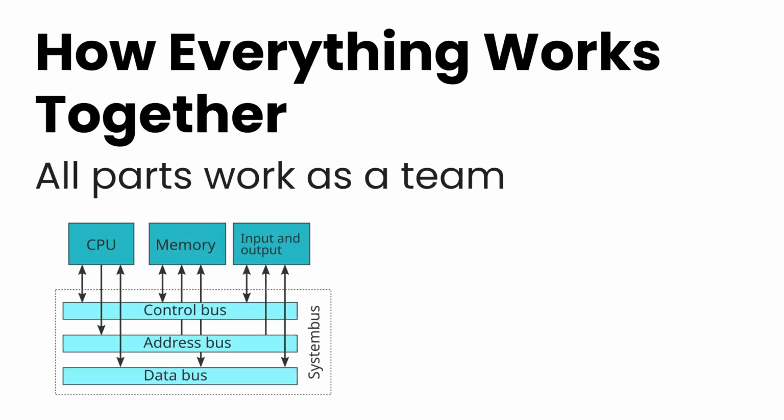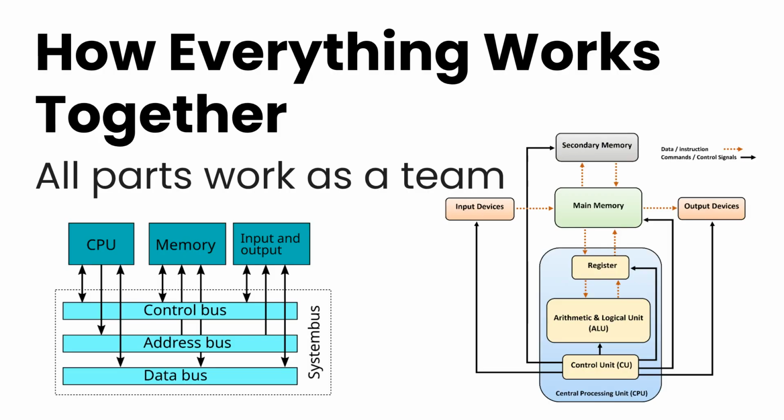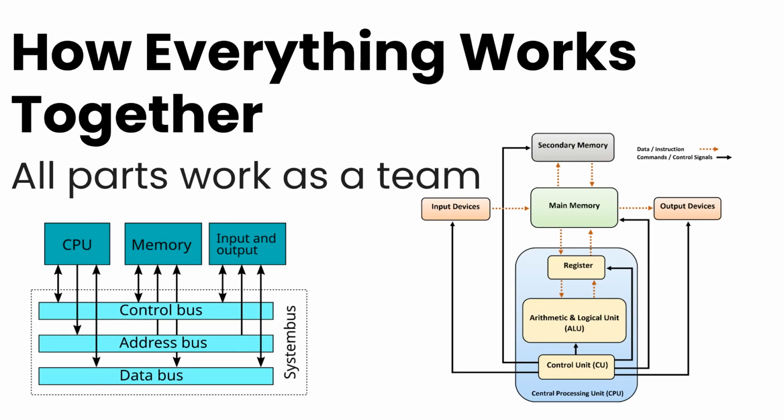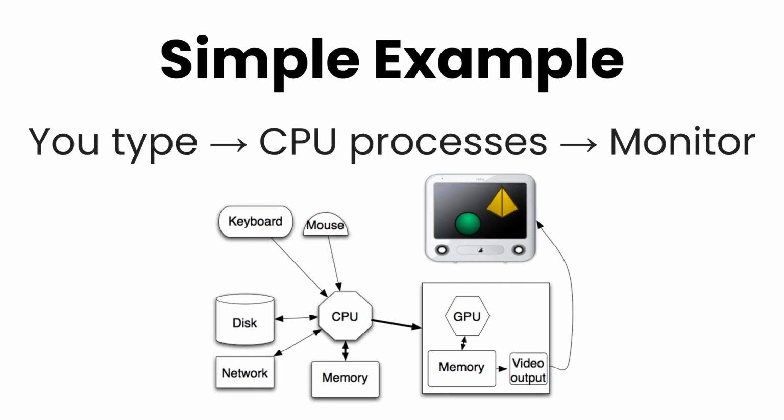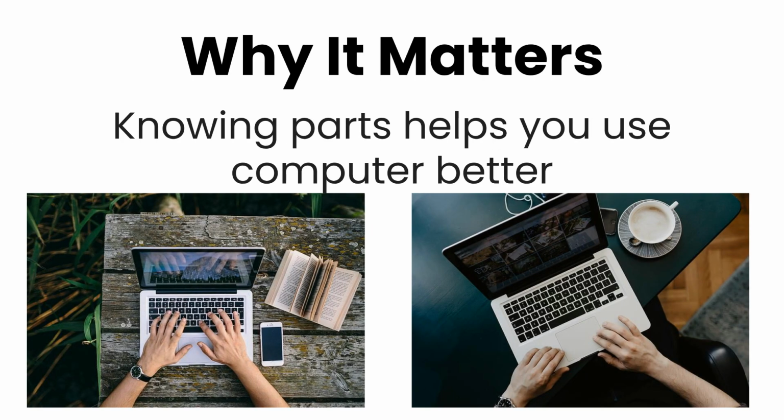All parts work as a team, communicating via buses on the motherboard. The CPU, memory, and input/output devices constantly exchange data and instructions. A simple example of this teamwork is when you type. Your input is processed by the CPU and displayed on the monitor. Understanding these parts matters because knowing how they work helps you use your computer better and troubleshoot problems.